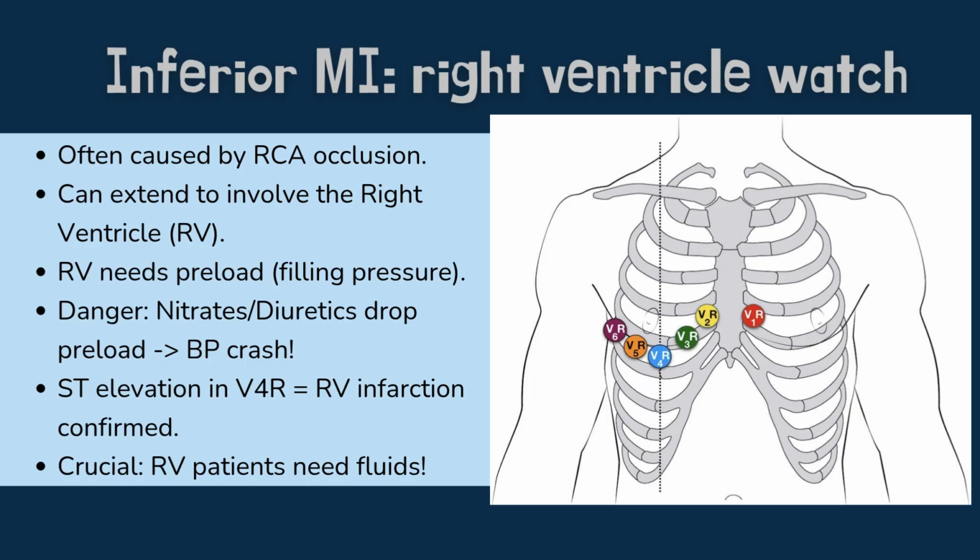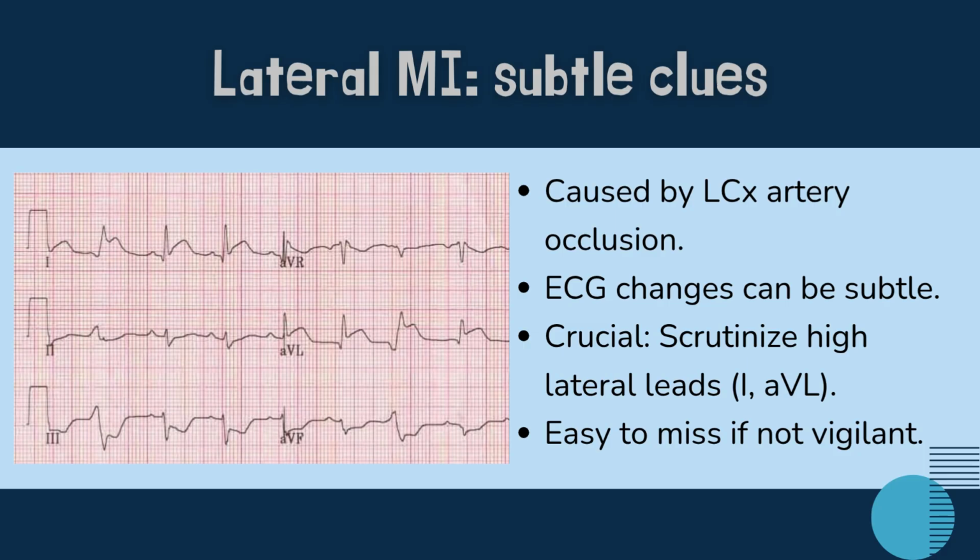Well, we place a right-sided lead called a V4R. This is just like V4, but on the right side of the chest instead of the left. So if you see ST elevations in V4R, that confirms that the right ventricle is infarcted, and these patients need fluids, not nitrates. And then, our lateral MI from the left circumflex artery can be sneaky.